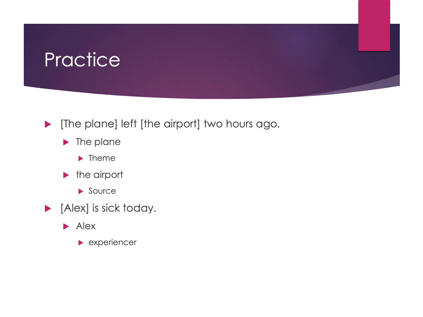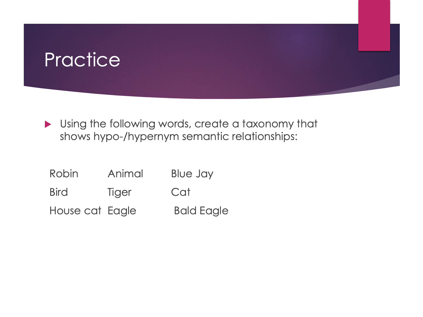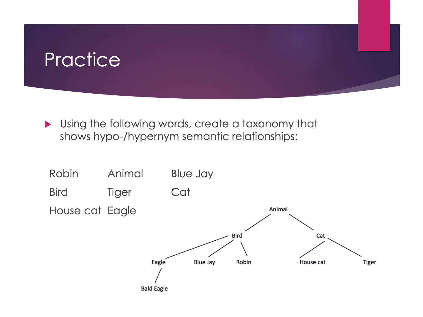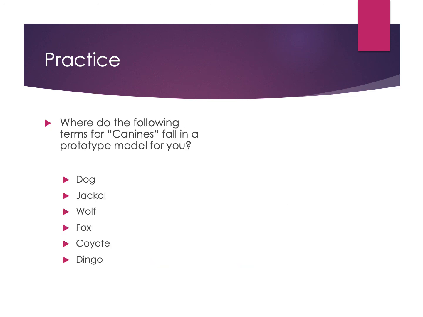The next one is a taxonomy practice. So with these words, create a taxonomy relationship, a sort of hierarchy drawing. And then as you drew it out, it should look something like this. And then finally, a prototype model practice. So these are terms for canines, so these all fall within that somewhere. So thinking about where you would put them in relationship on different circles. And then an answer key for this one.